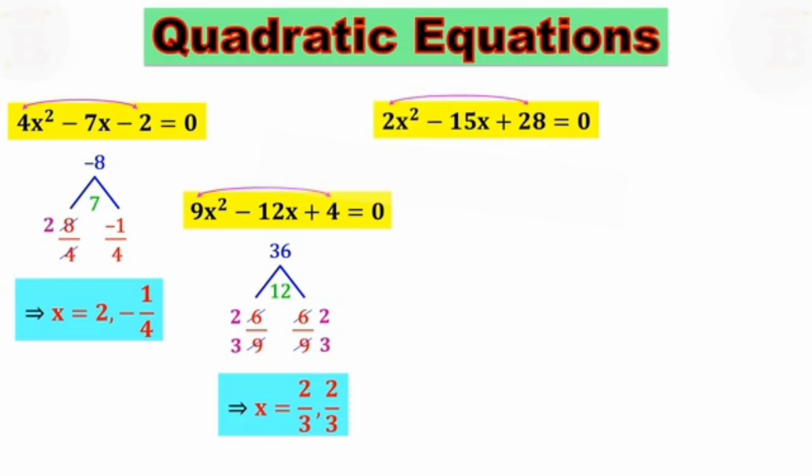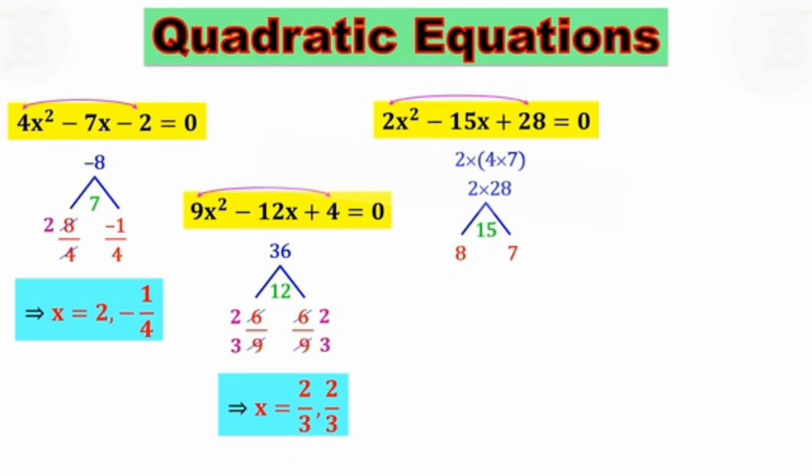Now let's consider the third example: 2x squared minus 15x plus 28 equal to 0. Here the product of first and last term is 2 into 28, that is equal to 56. Change the sign of the middle term, that is called the sum. So here the sum is 15. Then we have to find two numbers whose product is 56 and sum is 15. Then we will get two numbers 8 and 7.